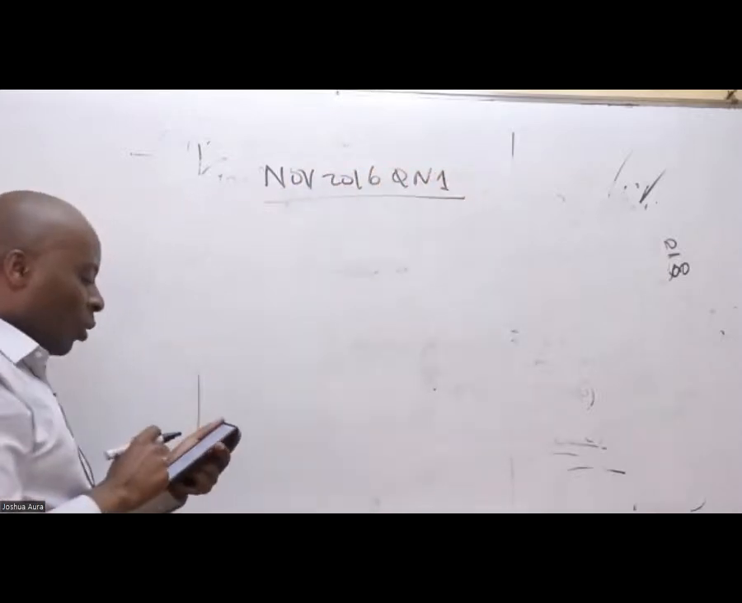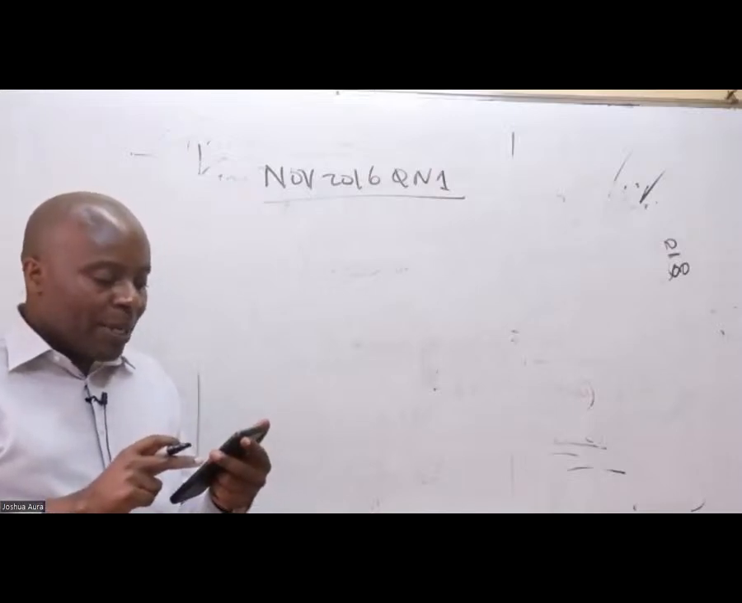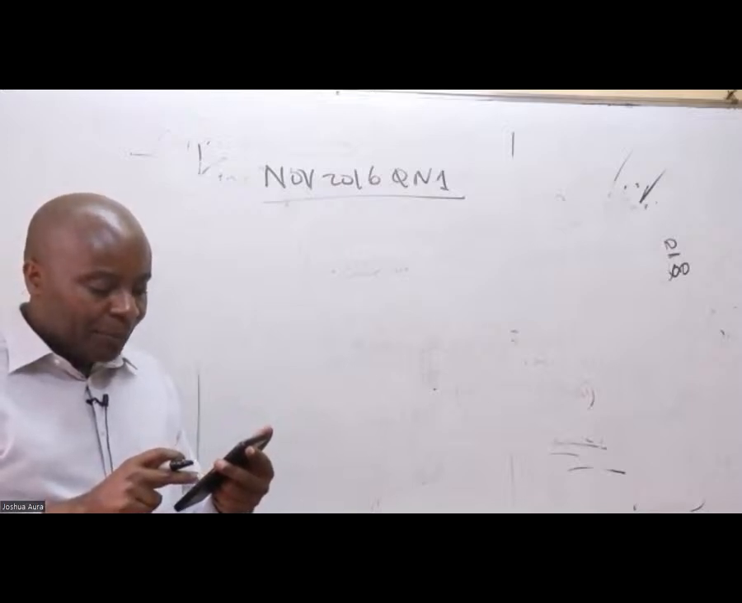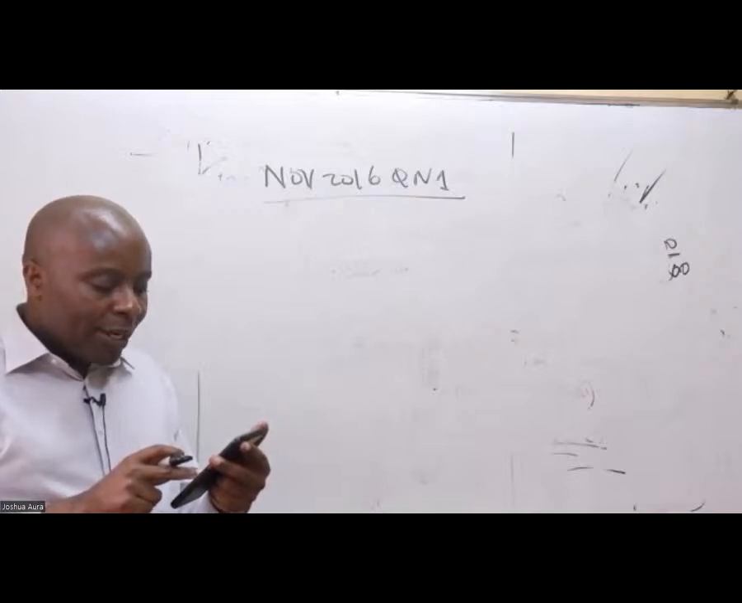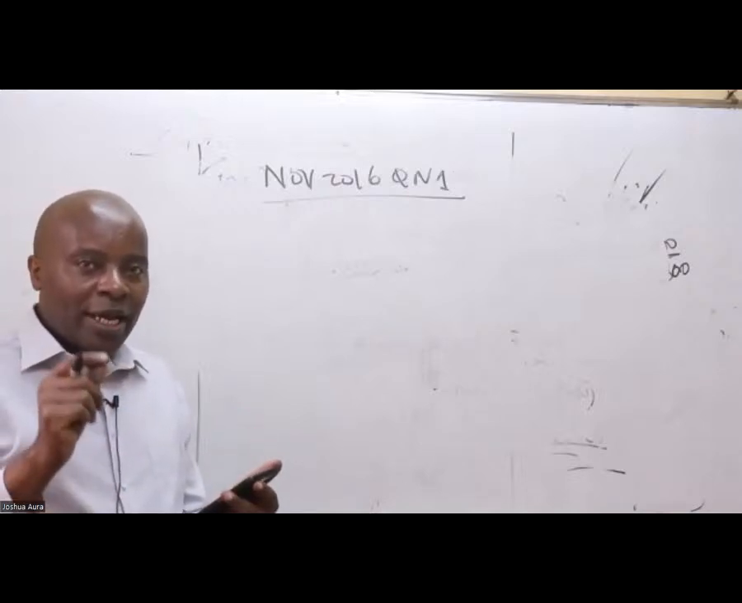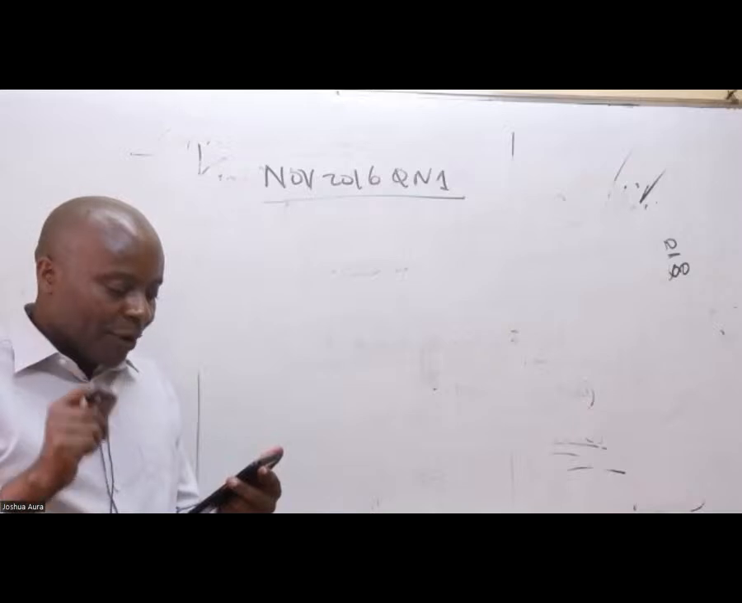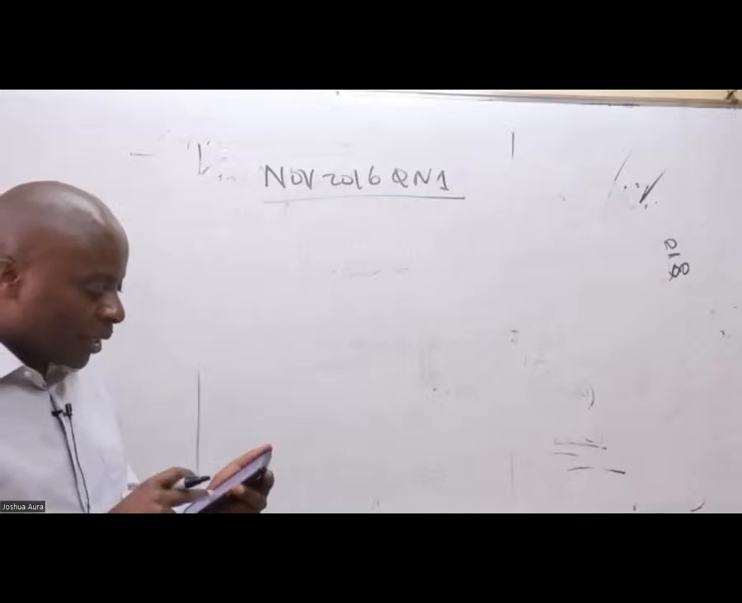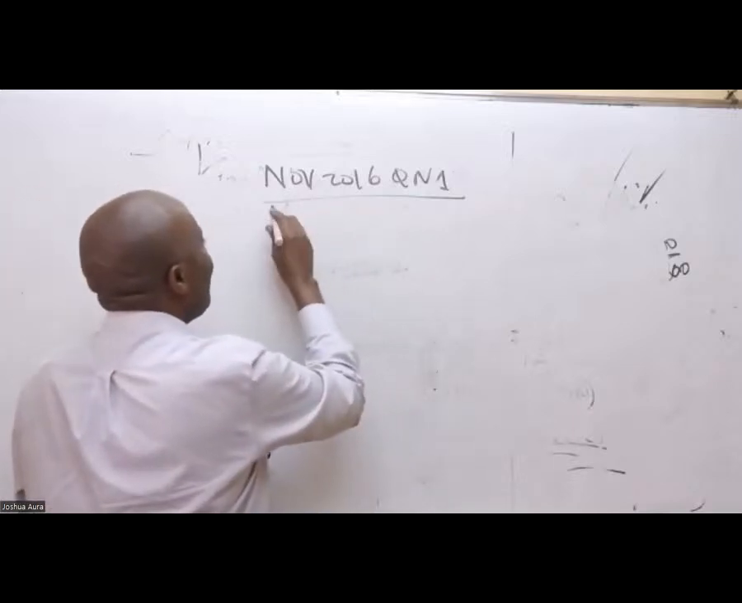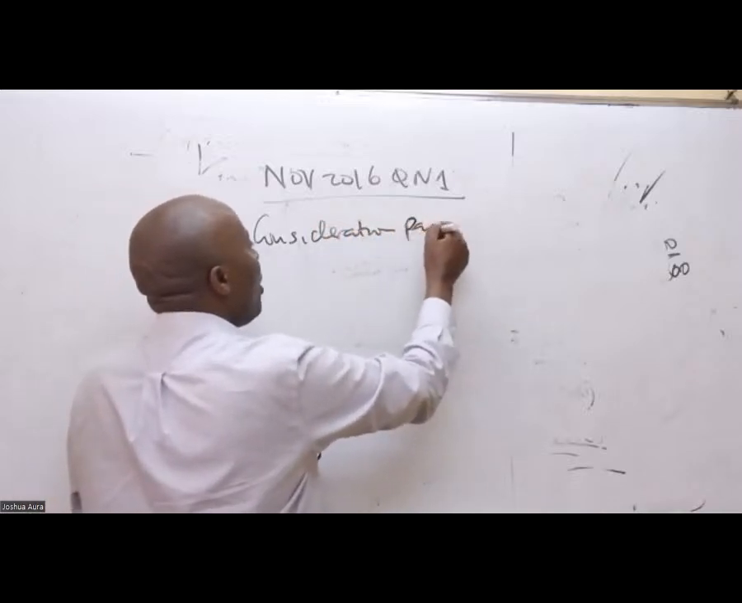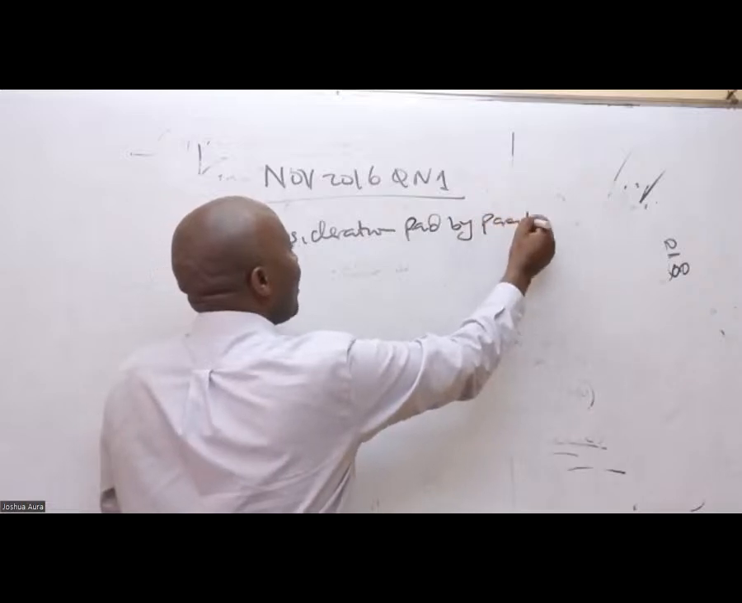Question number 1. We are told H Limited, a public limited company based in Kenya, owns 75% of the ordinary share capital of S Limited, a public limited company based in Rwanda. H Limited acquired S Limited on 1st May 2015 for 1,200 million Rwandese francs, not Rwandan francs, Rwandese francs. So in this case here, consideration paid by parent is 1,200.